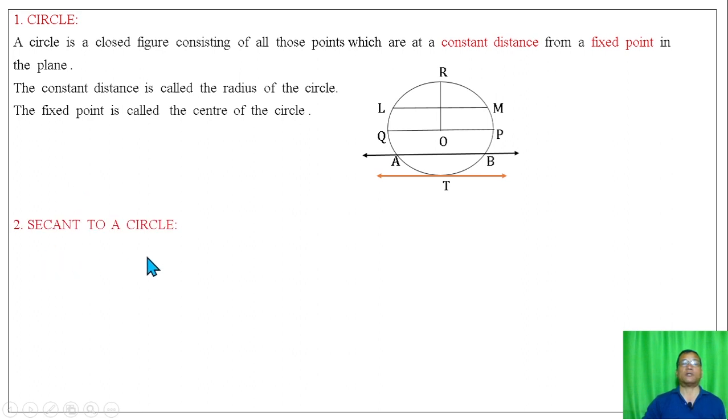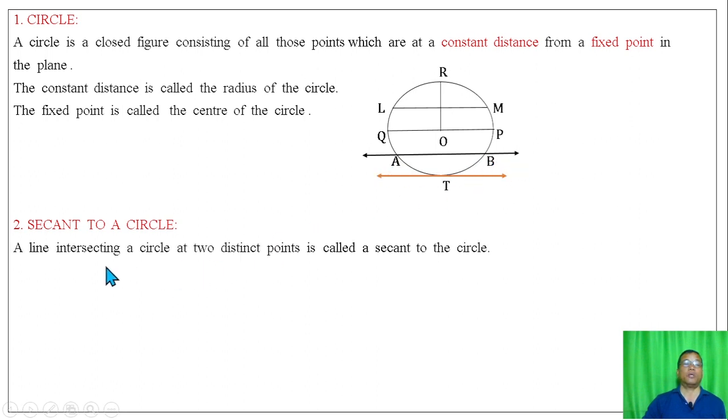Secant of a circle. A line intersecting a circle at two distinct points is called a secant to the circle. In the figure, AB is a secant.